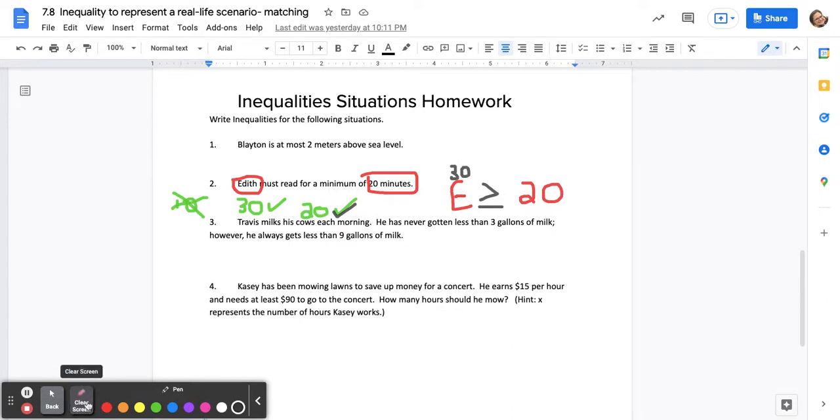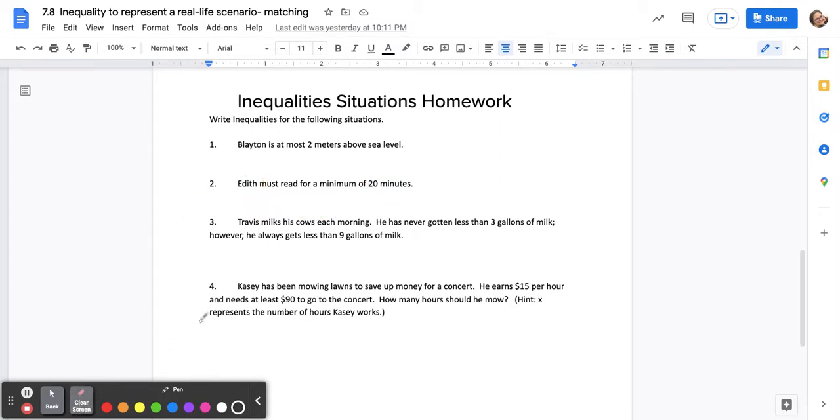All right, I'm going to clear this section off. Look at my number 3. Travis milks his cows each morning. He's never gotten less than 3 gallons of milk, so it's always more than 3 gallons. However, he gets less than 9 gallons of milk.